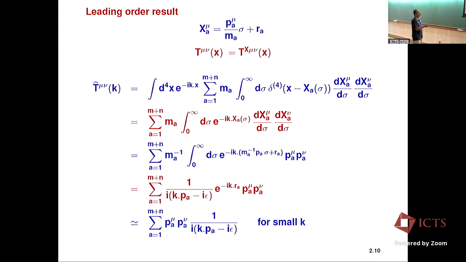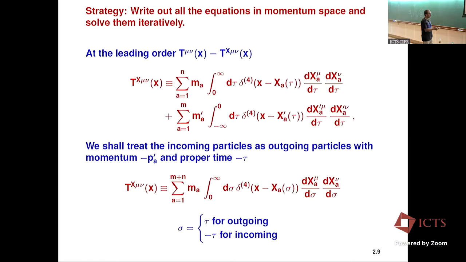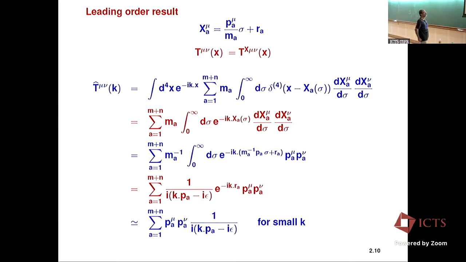So T mu nu to this order is just T_x. And as I said, we will be working with the Fourier transform variable. So let's calculate T hat. T hat is the Fourier transform. Nothing new has happened. All I have done is use this convention over here. Then using this delta function, this is the 4-dimensional delta function, I can do the x integral, and just replace this small x over here by the trajectory x_a of sigma.